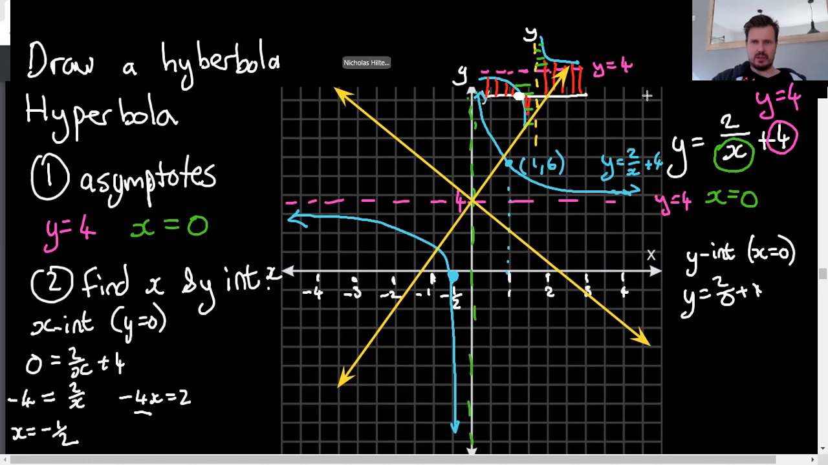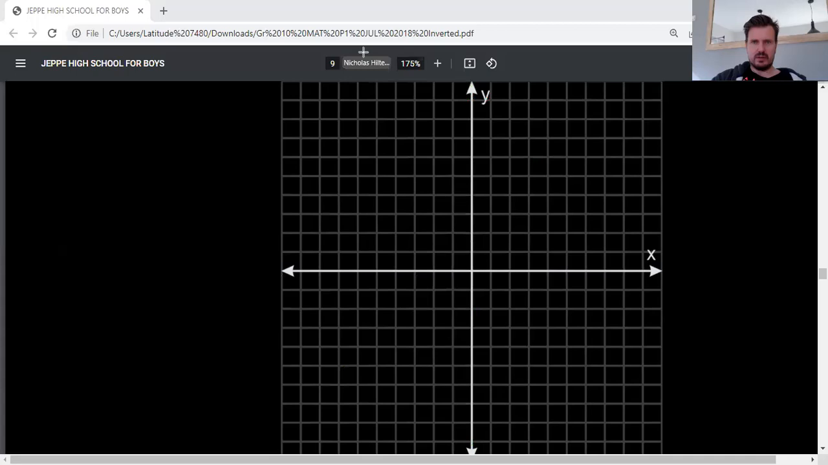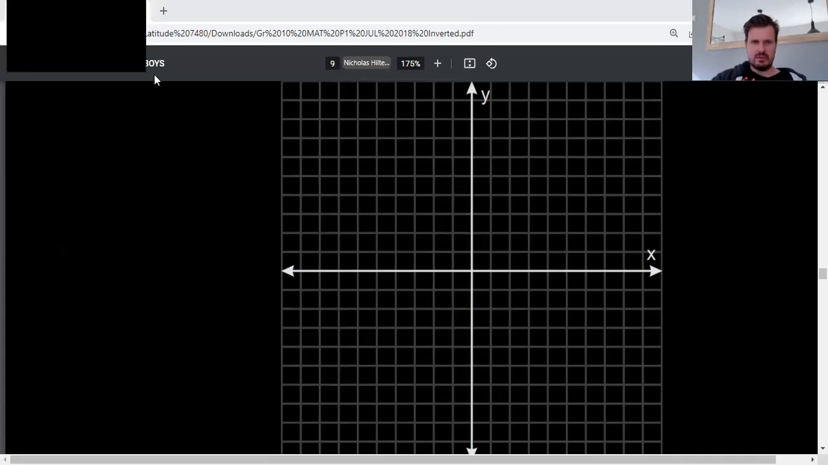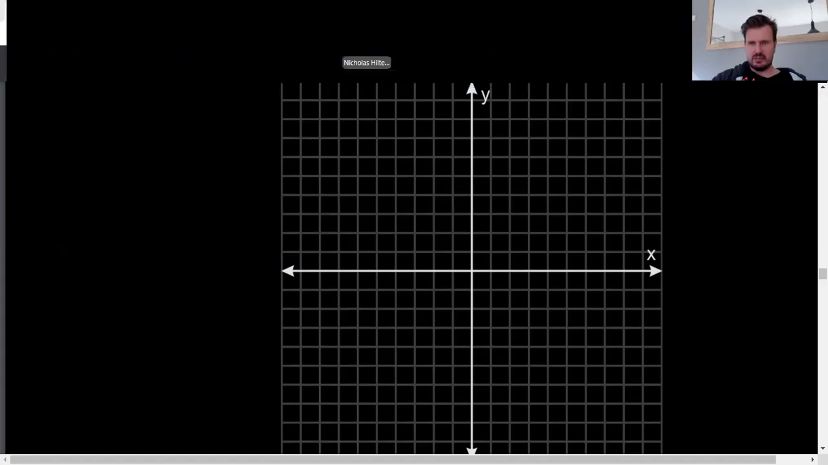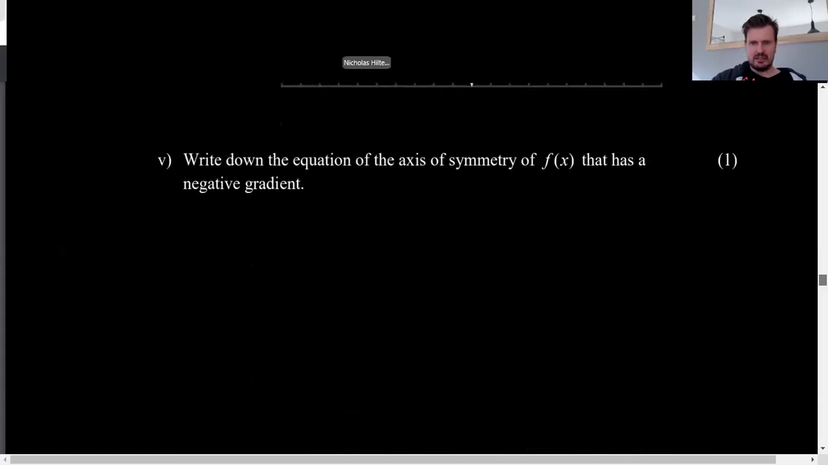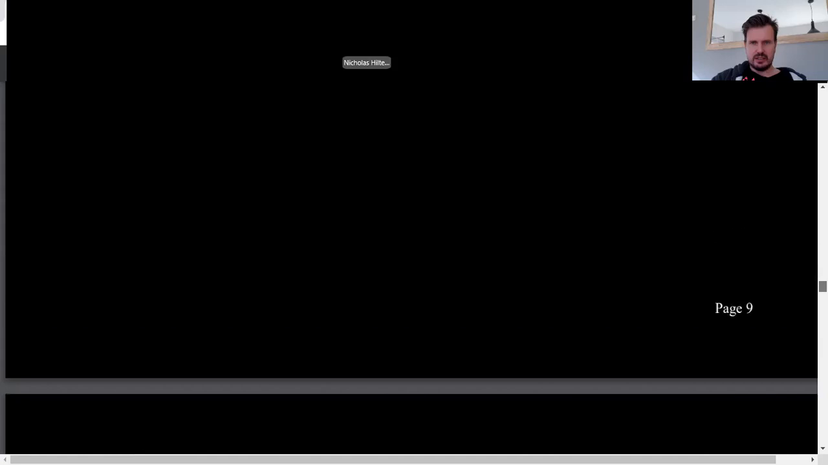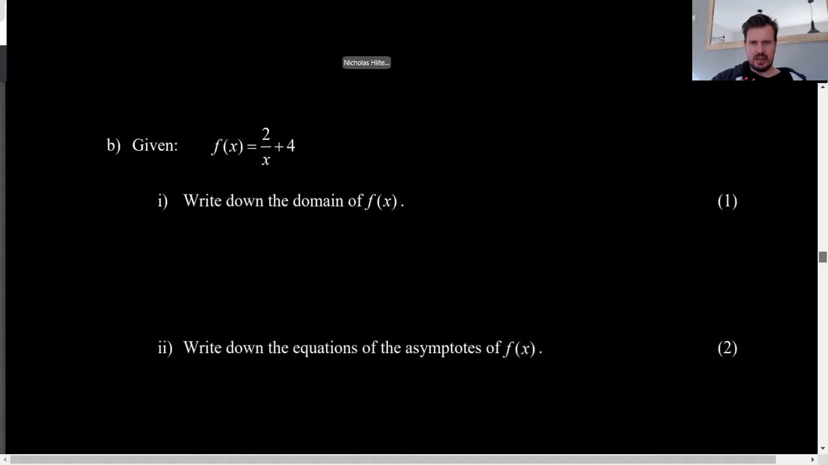Okay, so we're going to clear all the drawings and go back. Remember, the question was to find the axis of symmetry for this function. They want the axis of symmetry with a negative gradient. So that is the last question. I'm going to go up to the actual equation and show you how we would do this visually.